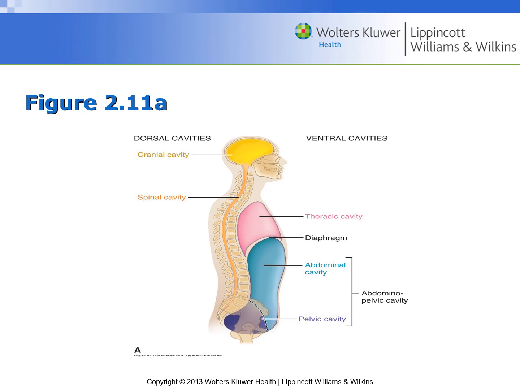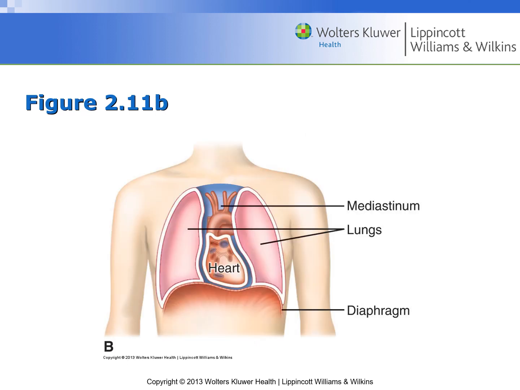So here we have illustrated the ventral and dorsal cavities, and you will note that the abdominopelvic cavity has 2 distinct regions. And here in the thoracic cavity, the mediastinum is the central partition of the thoracic cavity that contains the heart. The lungs sit on either side of the mediastinum.